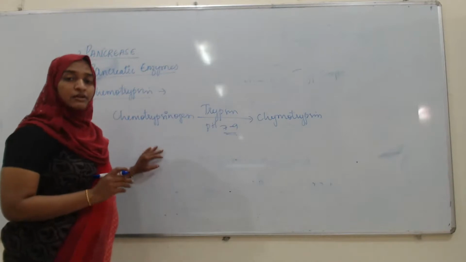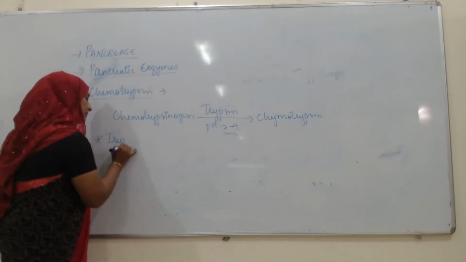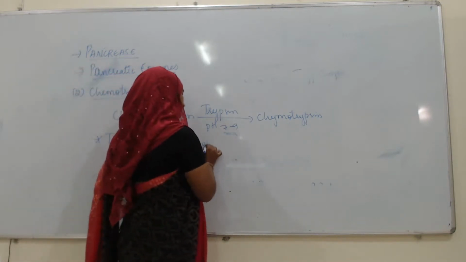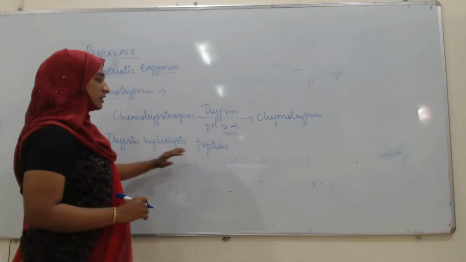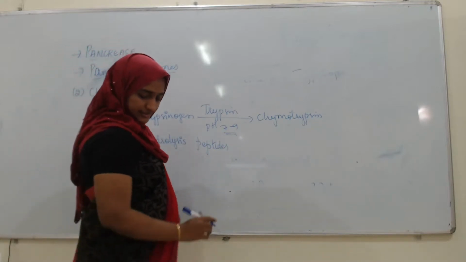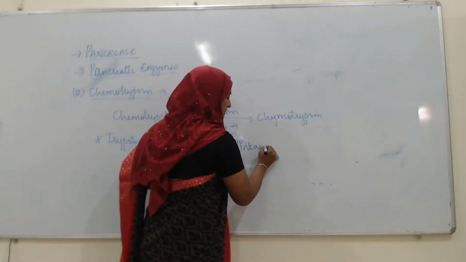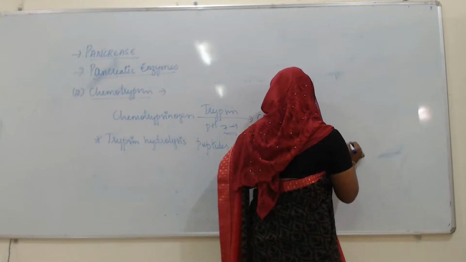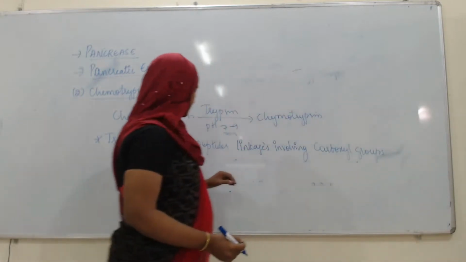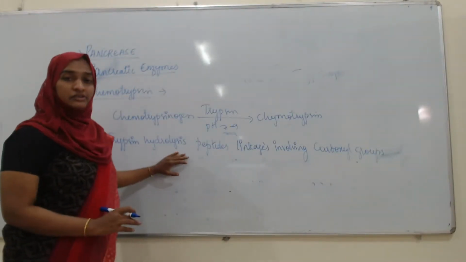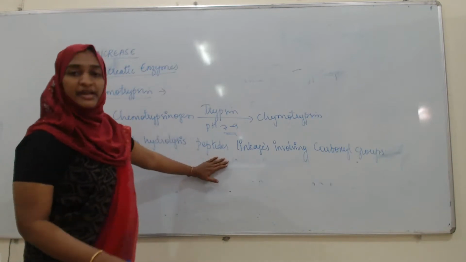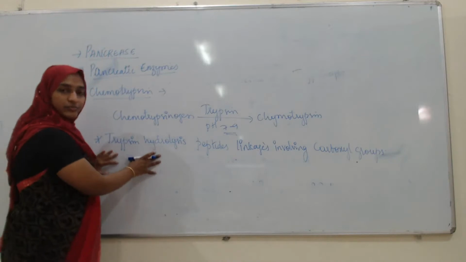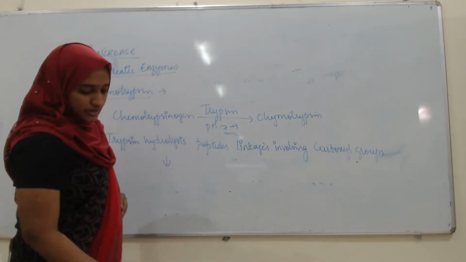Here trypsin hydrolyzes peptides in the presence of some hydrogen ions. It acts on the peptide linkages involving the carboxyl groups. Trypsin, in the presence of some hydrogen ions, breaks the proteins at peptide linkages, and there is also the presence of some carboxyl groups. Lastly, after this reaction, what is formed is tyrosine and phenylalanine.